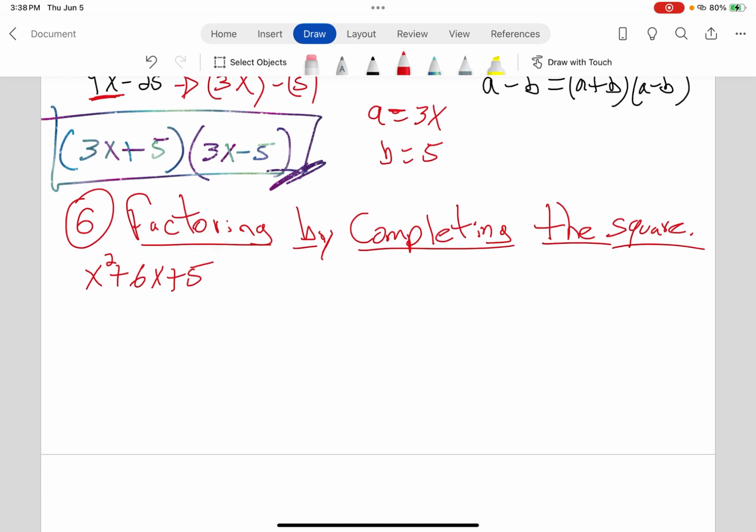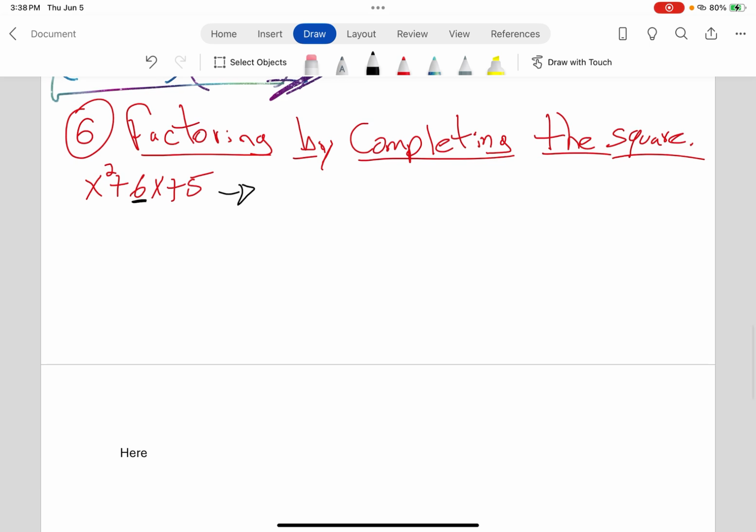So to complete the square, here, let me write another color. Here, to be able to complete the square, you need to look for a number. You need to divide the second number in front of the x, which is 6, by 2 first. You need to divide the number by 2.